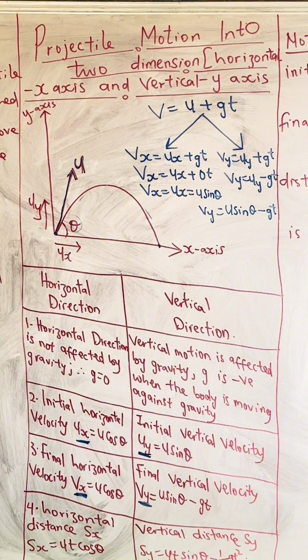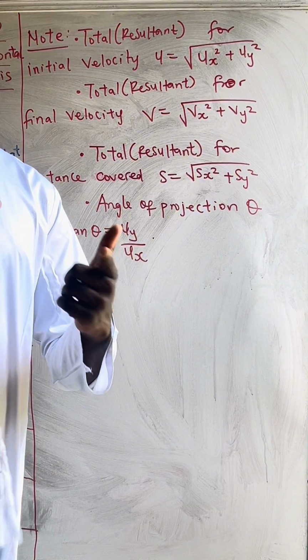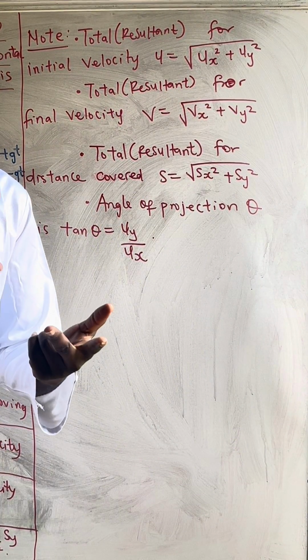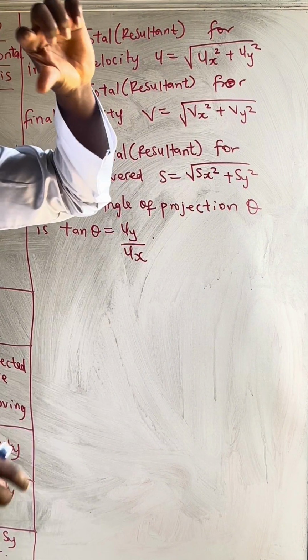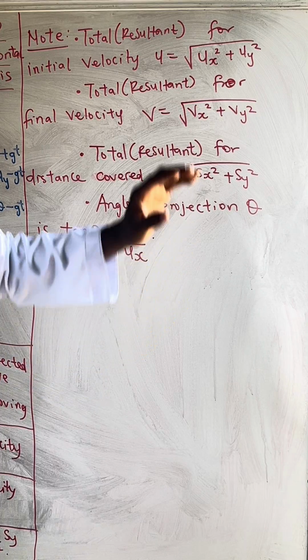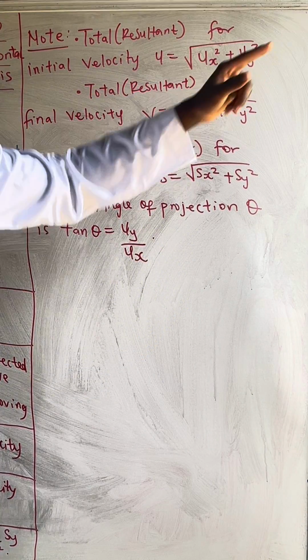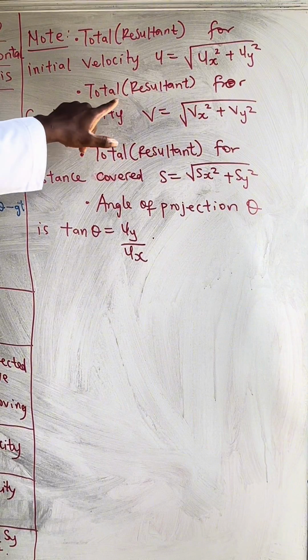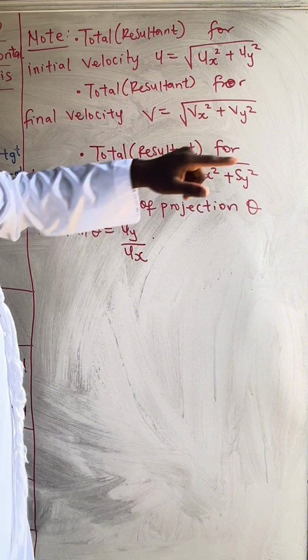So let's talk about the resultant. So guys, you have to know that since we have initial horizontal velocity and initial vertical velocity, we can also get our total resultant for initial velocity. The total resultant for initial velocity will be U, and how much will it be? Square root of Ux squared plus Uy squared. We can also get the total resultant for final velocity. That will be V is equal to square root of Vx squared plus Vy squared.